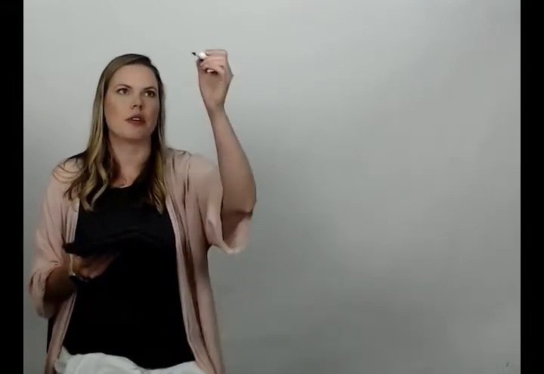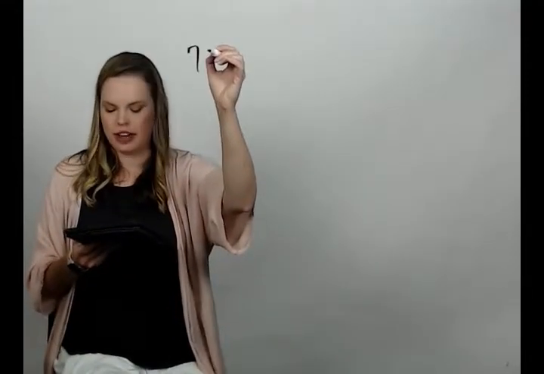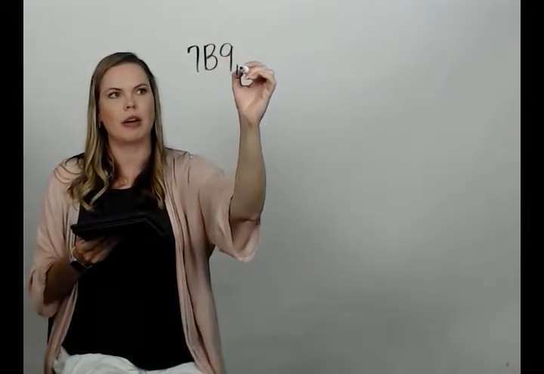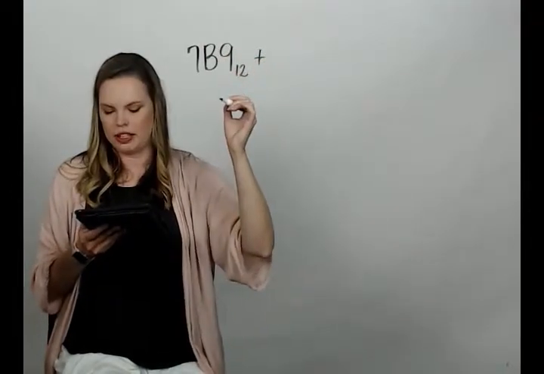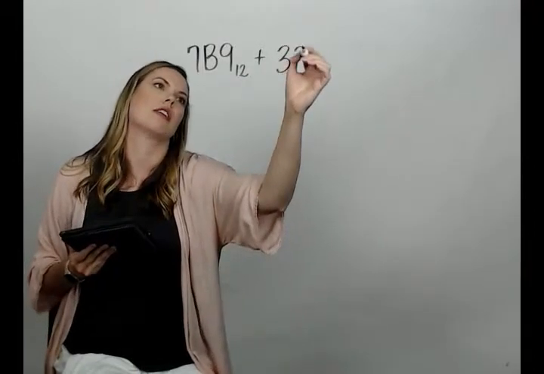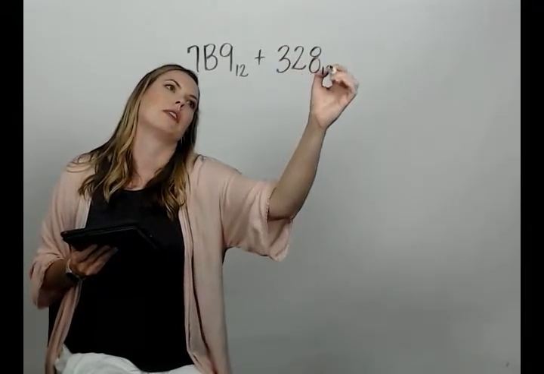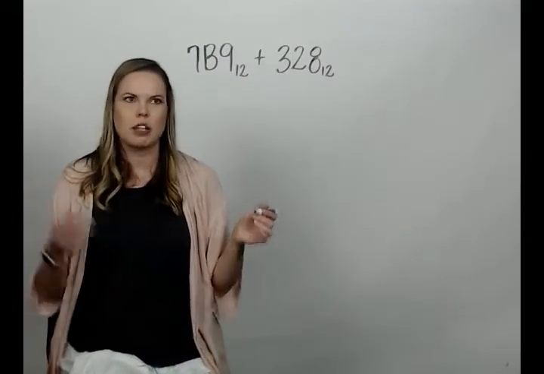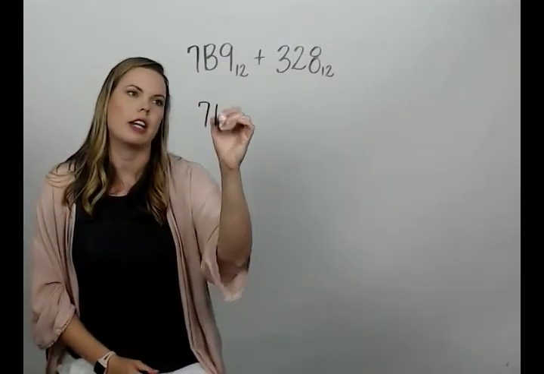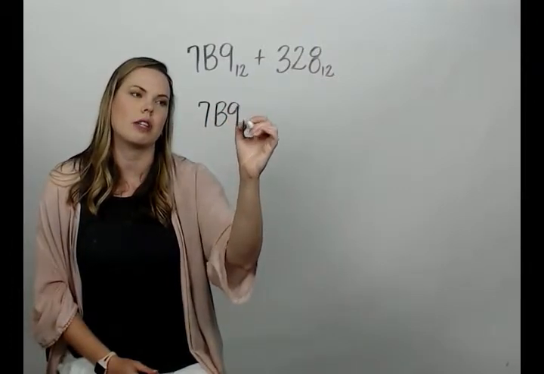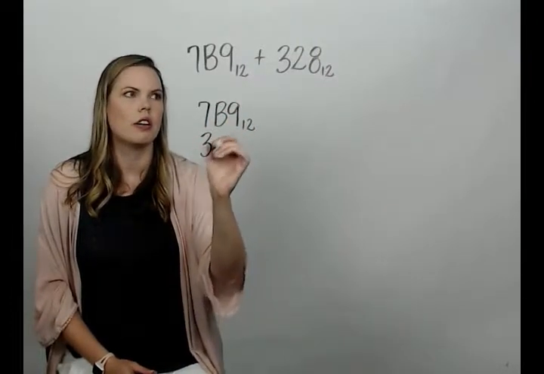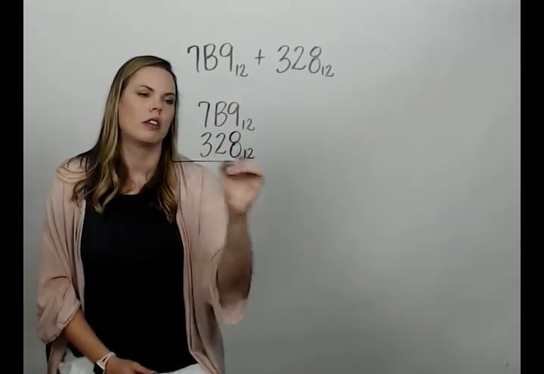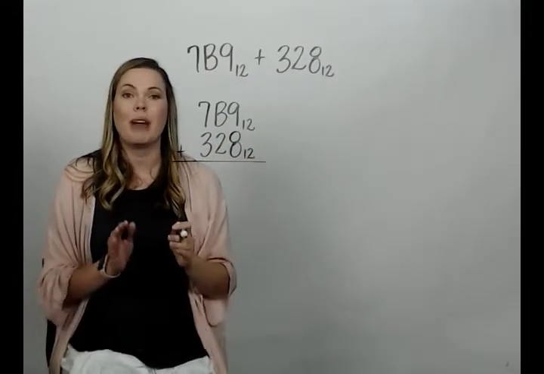Okay, so let's look at 7, B, 9, base 12, plus 3, 2, 8, base 12. Okay, so setting up very much like base 5, lining up place values and when we do our standard. Okay, and we regroup at 12.